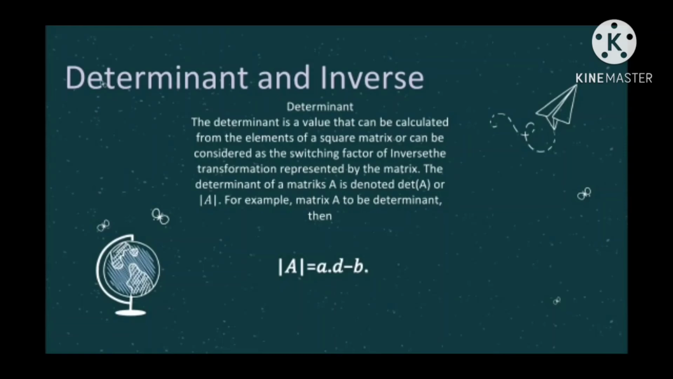Determinant and inverse. The determinant is a value that can be calculated from the elements of a square matrix, and can be considered as the scaling factor of the linear transformation represented by the matrix. The determinant of a matrix A is denoted det A or |A|. For example, for matrix A = [A, B; C, D], the determinant of A equals A times D minus B times C.